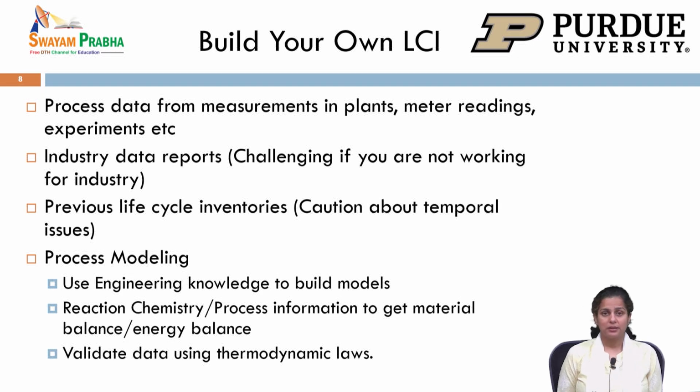The last is process modeling. A lot of students as chemical engineers, we are very well equipped with process modeling, where we can use engineering knowledge to build models using reaction chemistry and process information to get material and energy balance, and validate data using thermodynamic laws. So you can use your engineering expertise to build a really good life cycle inventory for each of the process stages that are included in your system boundary.